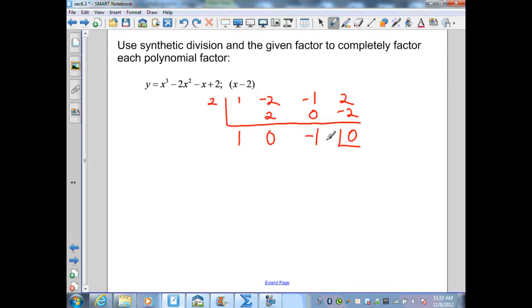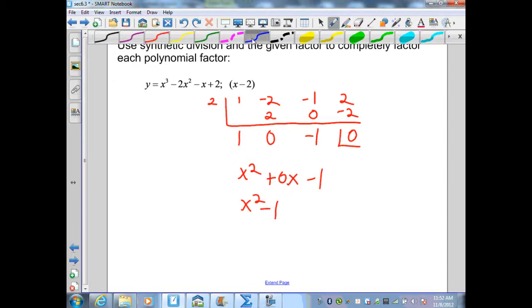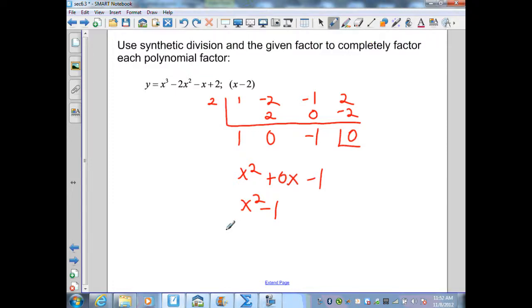Now recall, I can write this as an expression with my coefficients. So this is x cubed, so I start with x squared, 1x squared, plus 0x minus 1. Now I simplify, and that's going to be x squared minus 1. Now they want me to completely factor that, which is difference of squares. So that would be x plus 1, x minus 1, and completely factored form is if I would multiply that by x minus 2. So if I would multiply each of these linear factors together, I would end up with my original function.